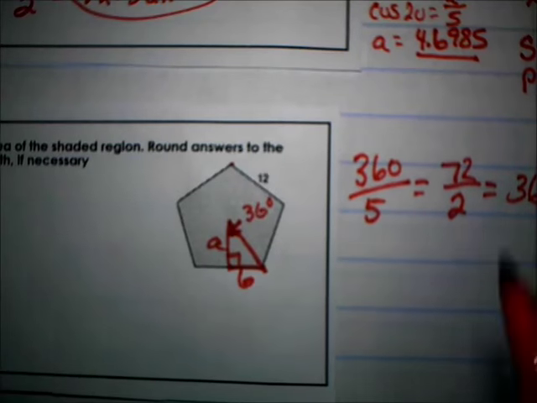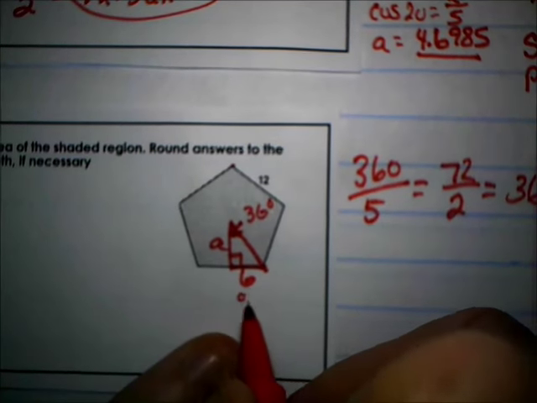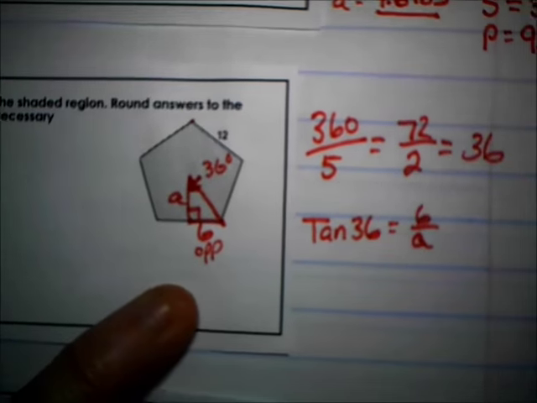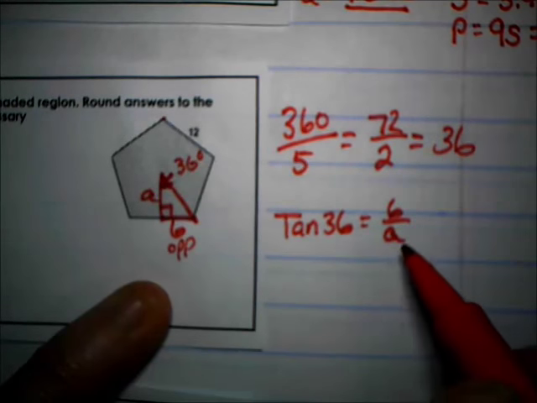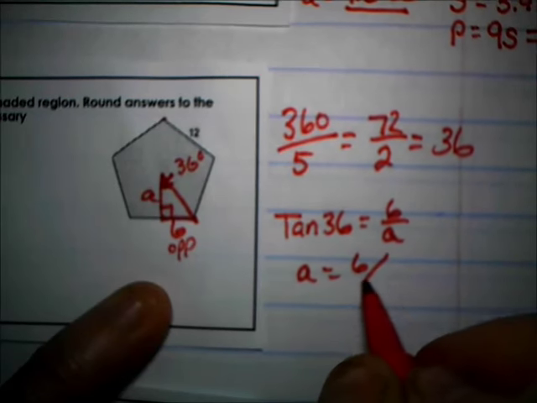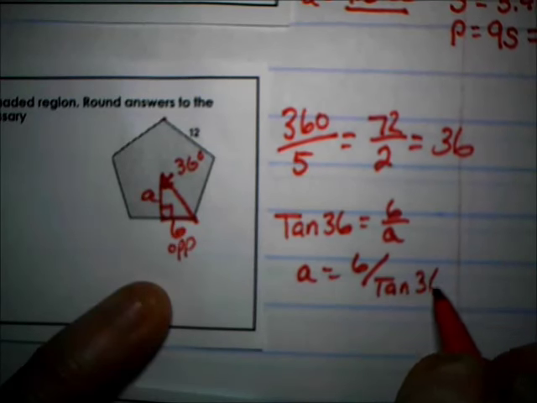I need to find the apothem. So that means I'm going to do opposite over adjacent, which is your tangent ratio: tangent of 36 is equal to 6 over A. I'm going to cross multiply and then divide, so that means the A is actually going to be 6 divided by the tangent of 36. This is the one that flip-flops because of where it's at.